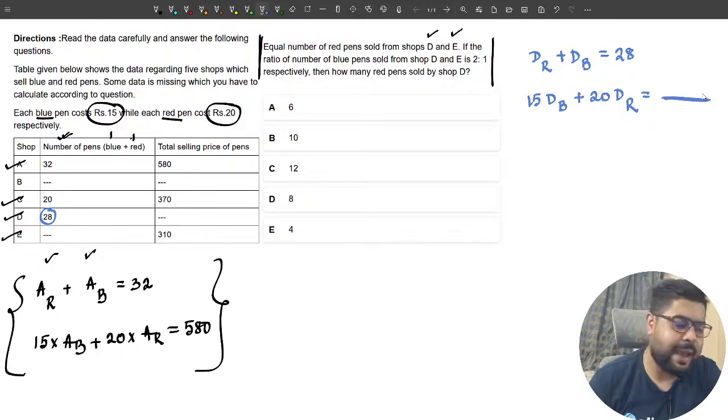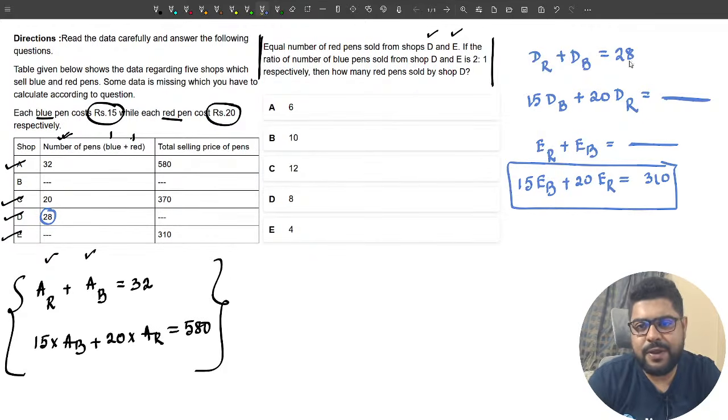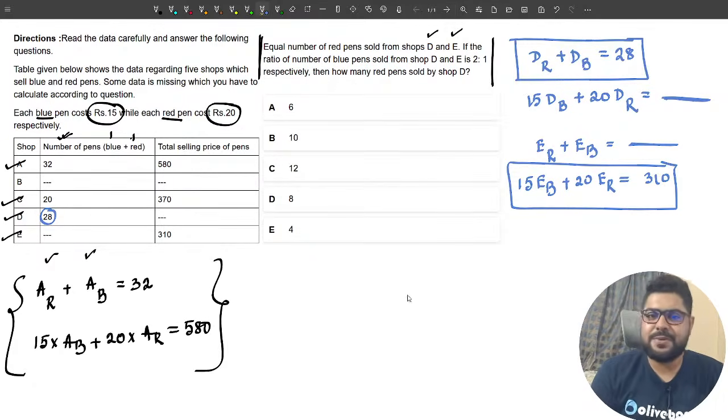Same, let's do it for E. E red pens plus E blue pens, the total we don't know. But 15 times E blue pens plus 20 times E red pens, that total is given to you as 310. These two equations we know till now, the other two we don't.